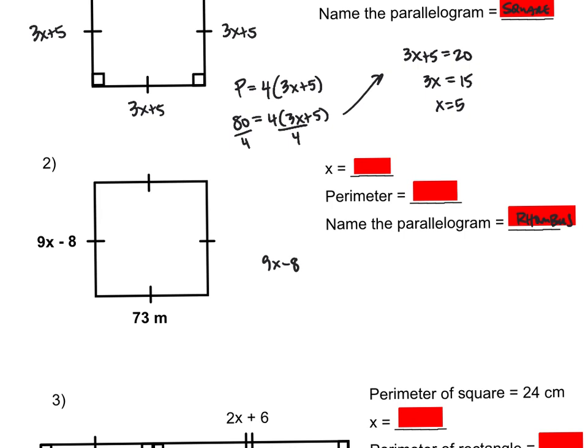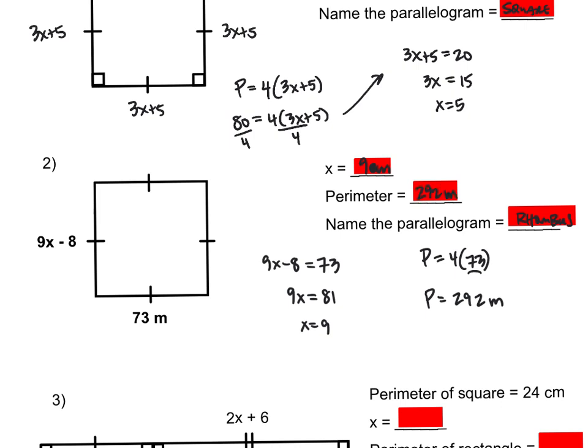So I could set 9x minus 8 equal to 73. Solving for x, I get 9x is equal to 81. Therefore, x is equal to 9. So if x is equal to 9 centimeters, and I have a rhombus, then I know the perimeter will also be 4 times whatever a single side length might be. In this case, the side will be 73, and thus the perimeter would be 292 meters. And I marked centimeters up here. That should be meters. So perimeter, 292 meters.